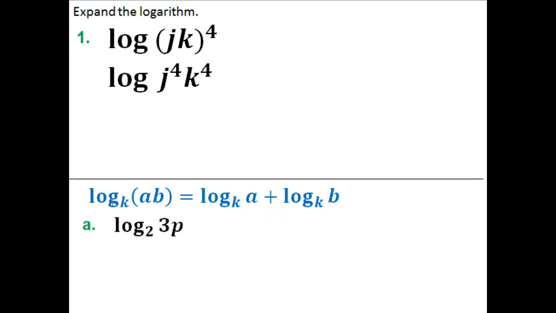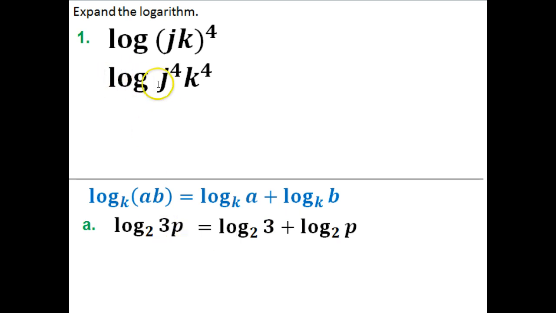So let's kind of look at an example. Log base 2 of 3 times p. So when we rewrite this one, it will be log base 2, 3 plus log base 2, p. So our log base 2 came from our original one. And it's a plus because it's multiplication.